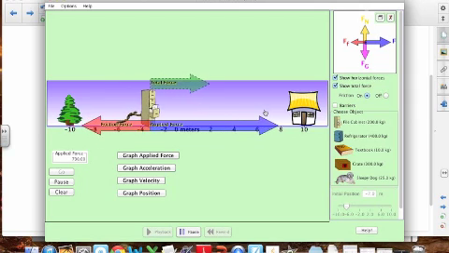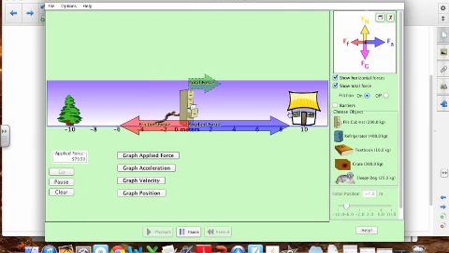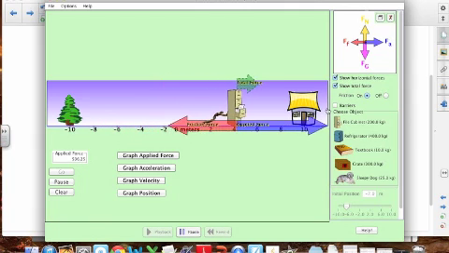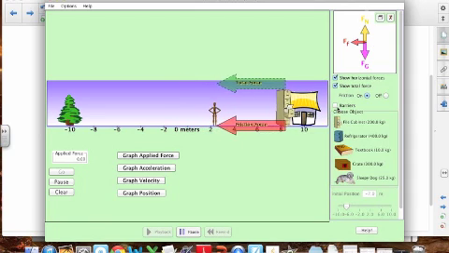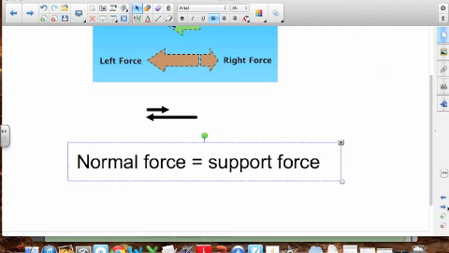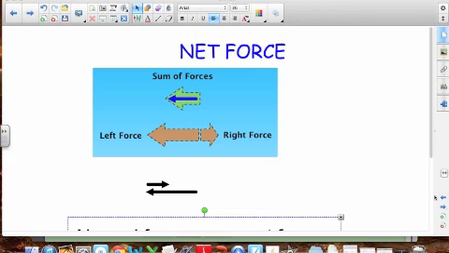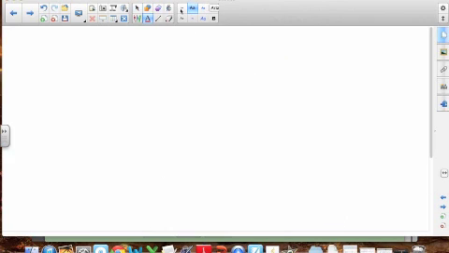So now we are applying a force. The net force is causing the file cabinet to speed up, and then all of a sudden, when I let go, the net force slows the file cabinet down. So let's summarize what we've learned so far.